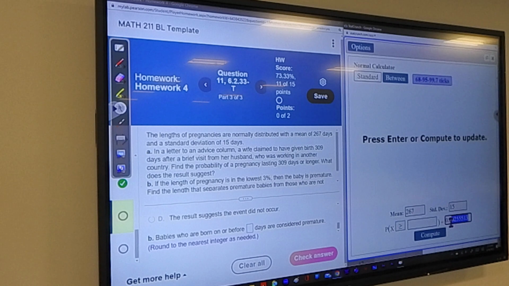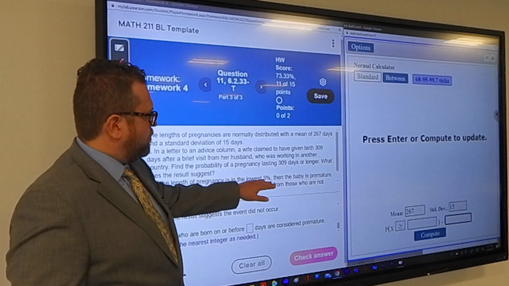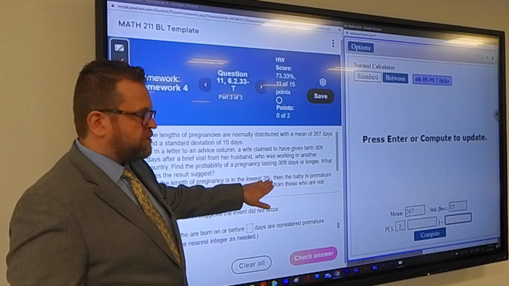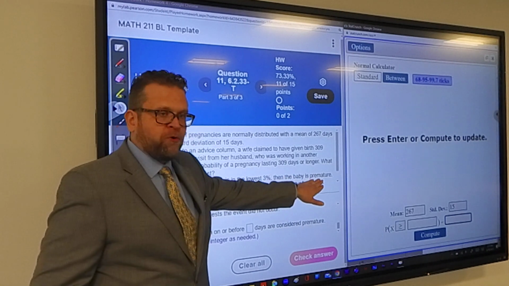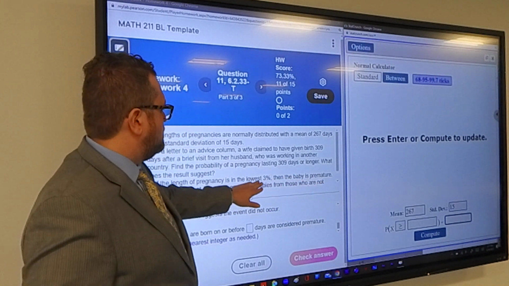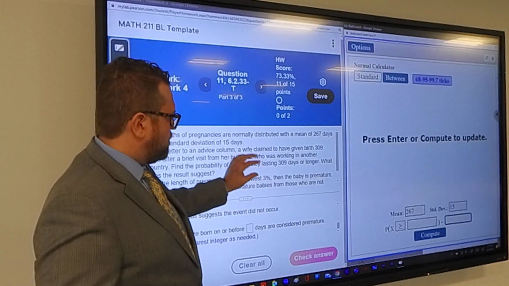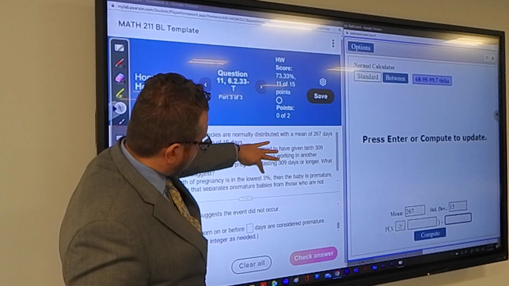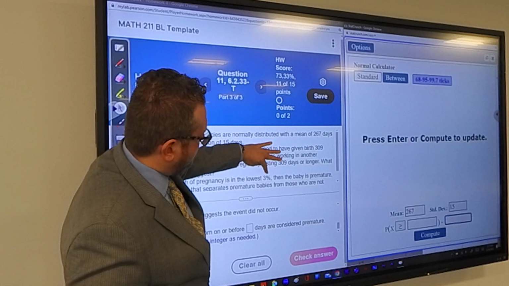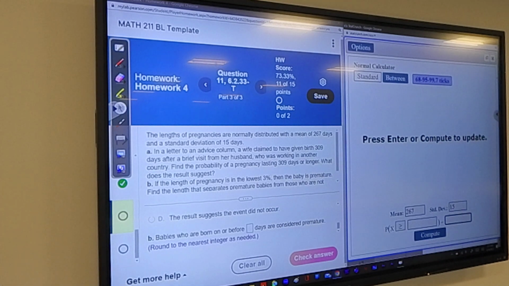Part B. Some institution out there had decided that if your pregnancy is in the lowest 3% of lengths of pregnancies, then the baby is, by definition, going to be premature. This 3%, I'm sure the authors of this question just picked it. I don't know what the real number is. But here we're going to pretend that a baby is by definition premature if the pregnancy is in the lowest 3% in terms of the gestation period of all pregnancies.